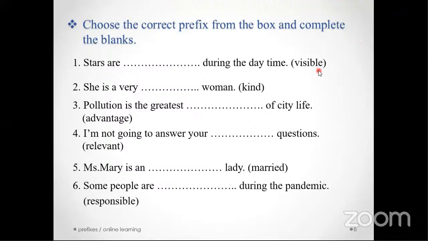Here I will tell you the meanings of these words: visible, penena, darshanaya vena, kind, karunika, advantage, vasiya, relevant, adala, married, vivahaka, and last one, responsible, වගකීමක් සහිත.